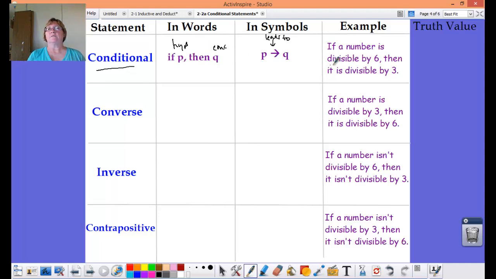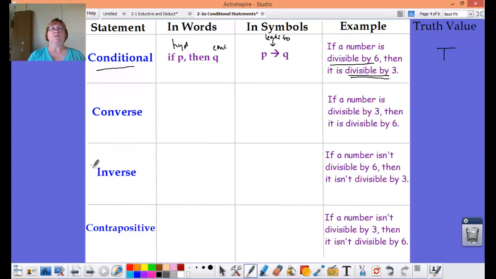Hypothesis: divisible by 6. Conclusion: divisible by 3. Is that true? It has to be, folks. If a number divides by 6, since 3 goes into 6, it will also be divisible by 3.